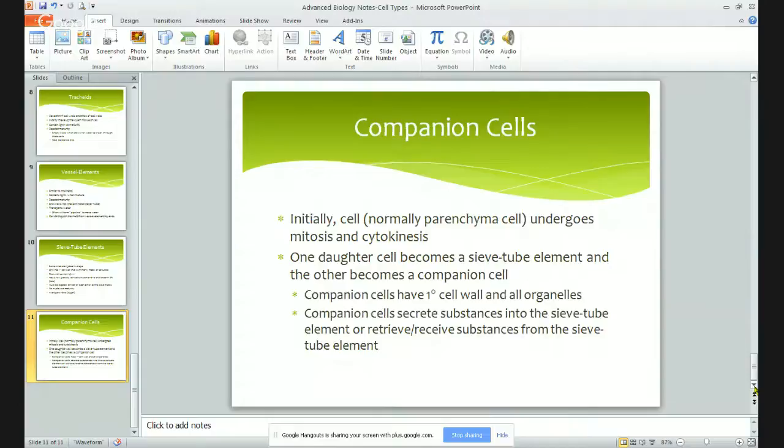With your companion cells, they are very closely linked to that sieve tube element. When the sieve tube element dies, the companion cell normally dies as well. So they're very much linked together.